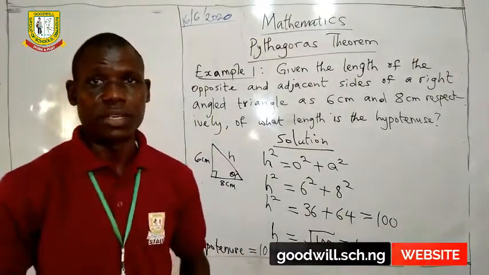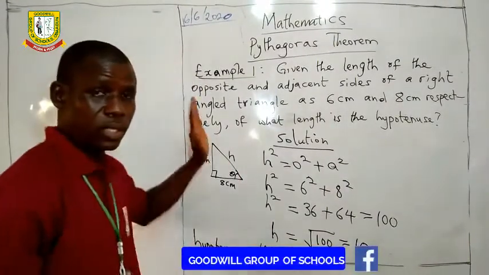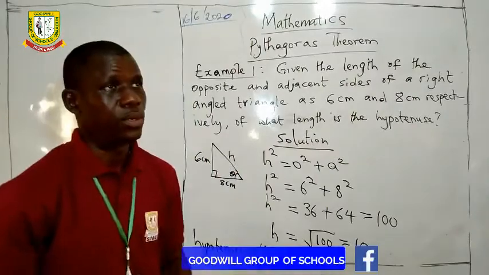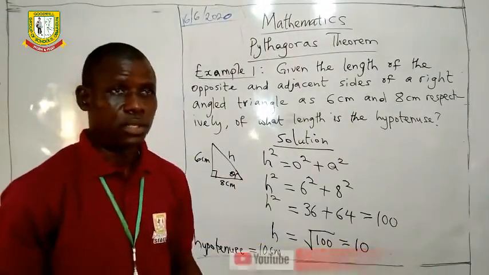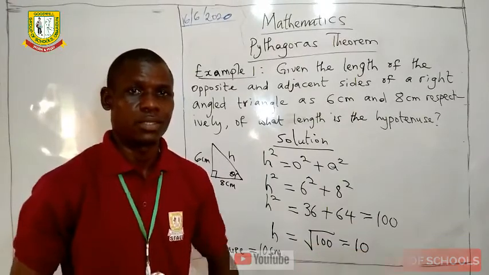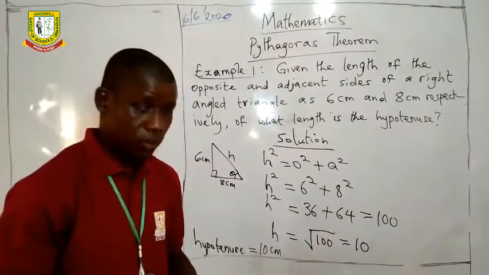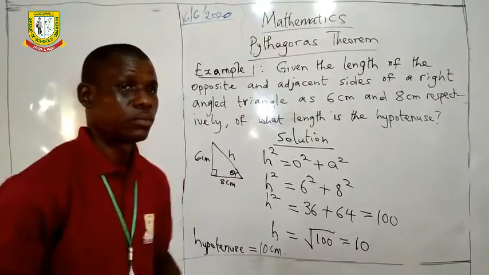This is the value we have for the hypotenuse. I hope this is clear to you. If you have any question, we can talk about it as we move on. We take another example.